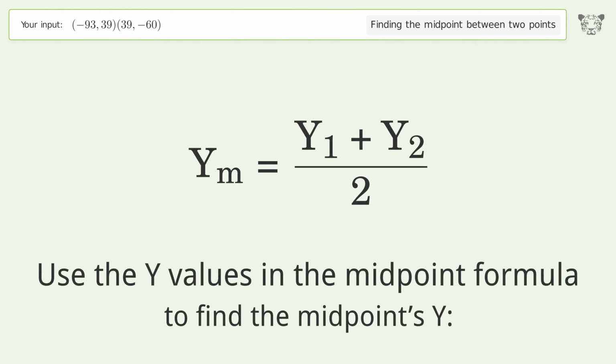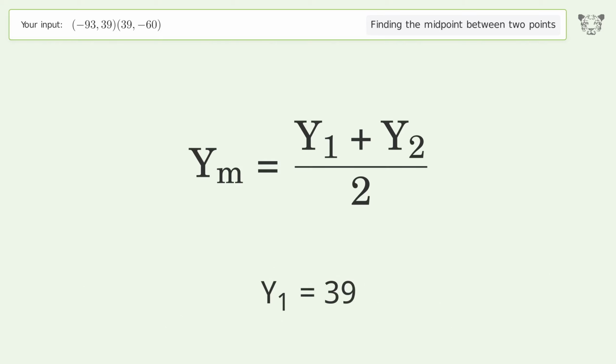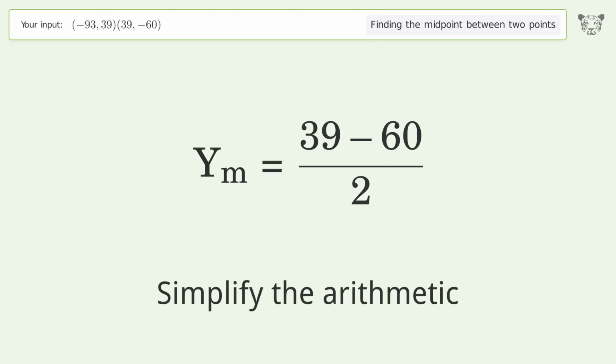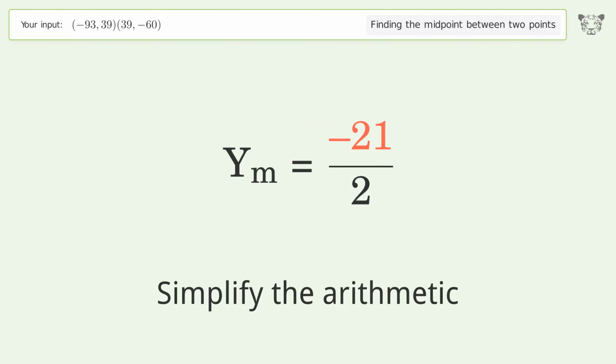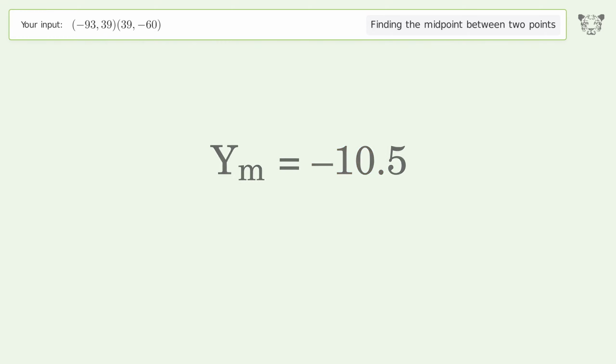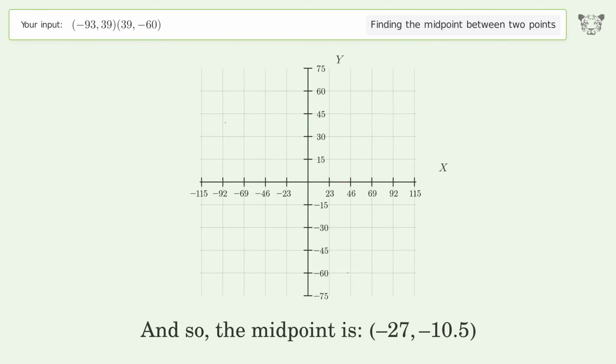Use the y values in the midpoint formula to find the midpoints y. y1 equals 39. y2 equals -60. Simplify the arithmetic. And so, the midpoint is -27, -10.5.